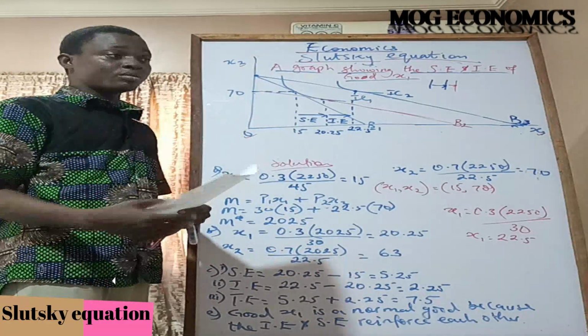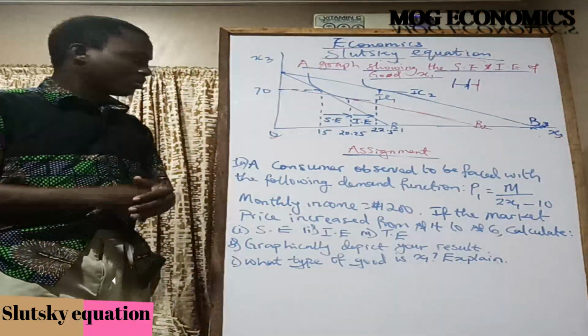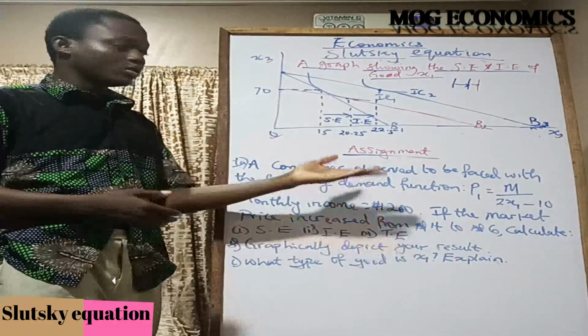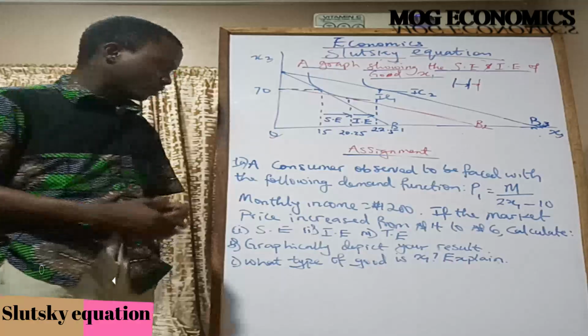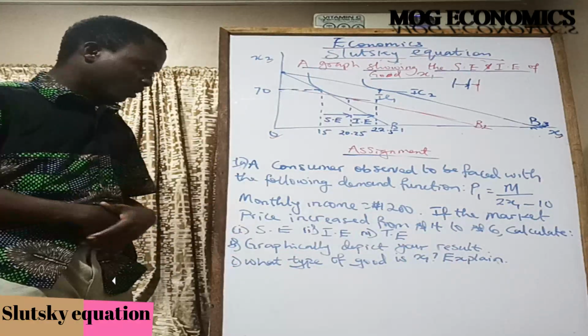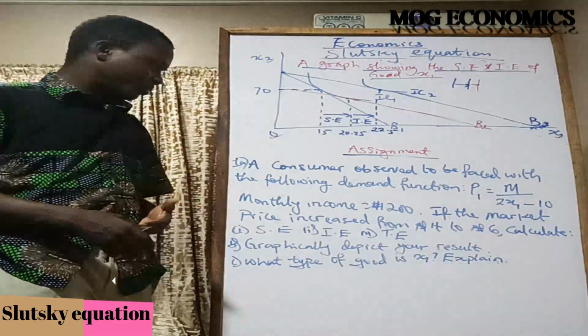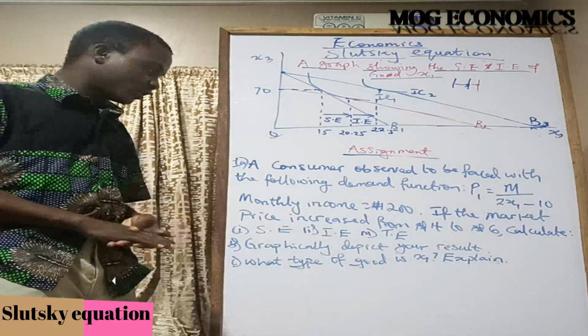So the next thing we're going to do is an assignment that is very similar to this as well. So here is your assignment. A consumer is observed to be faced with the following demand function. It's just one product anyways. P1 equals M over 2x1 minus 10. His monthly income is 1,200 naira. If the market price increased from 4 naira to 6 naira, calculate the substitution effect, the income effect, and the total effect.